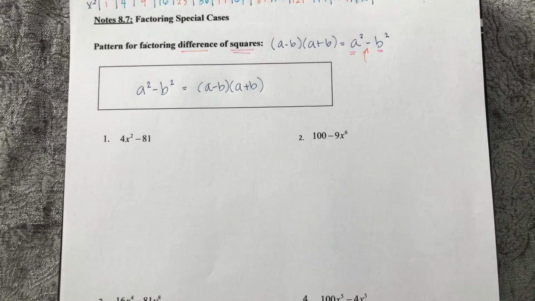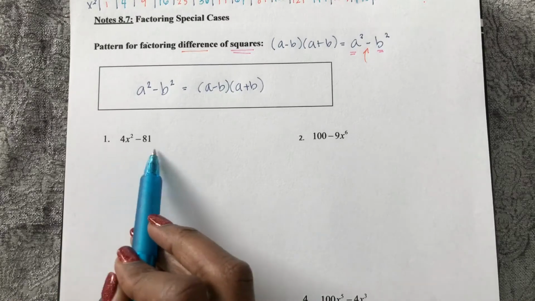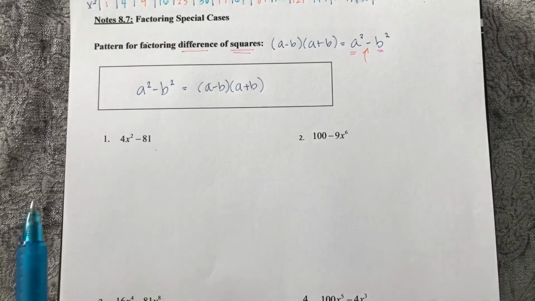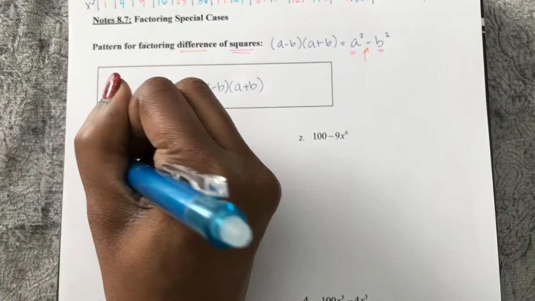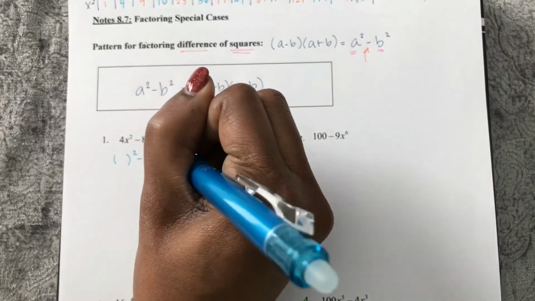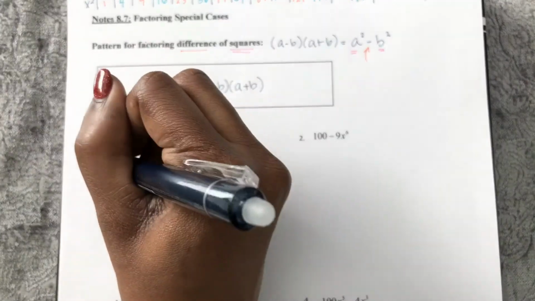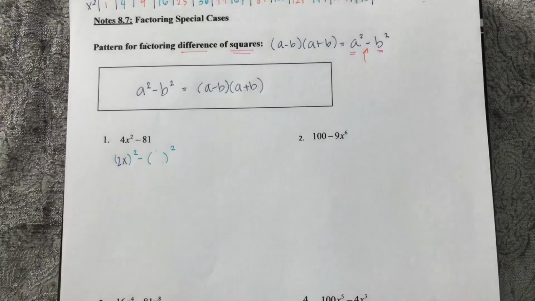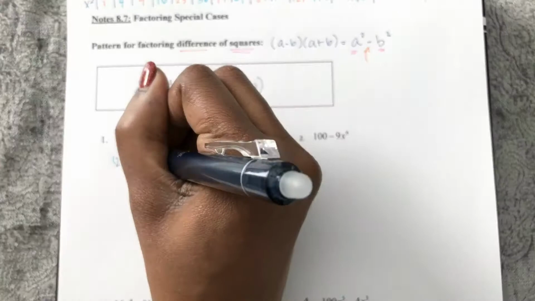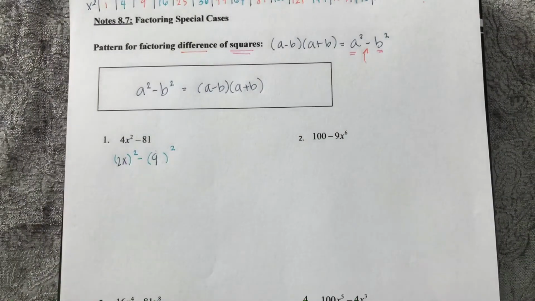So here in our first example, 4x squared subtracting 81. It's already in standard form. There is no greatest common factor. But I notice I am subtracting two squares. What are those squares? Well, 2x squared makes 4x squared, and 9 squared makes 81.